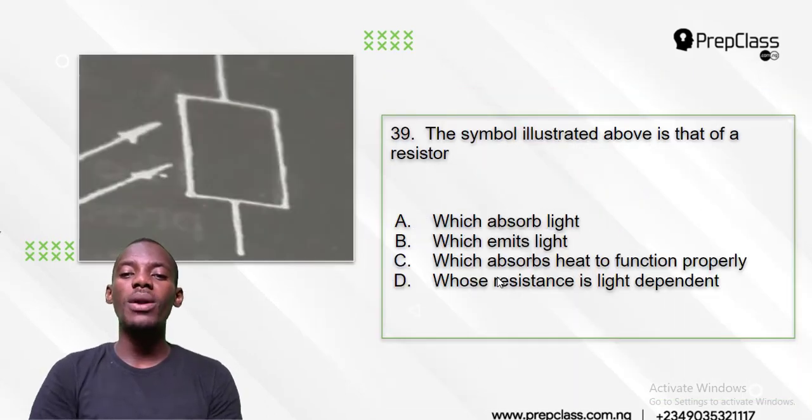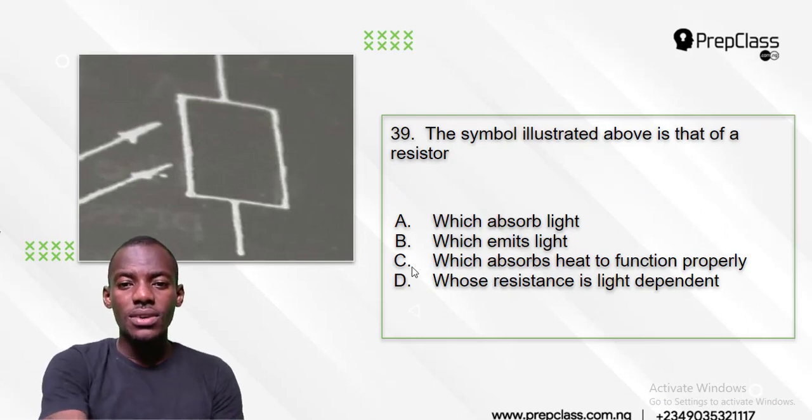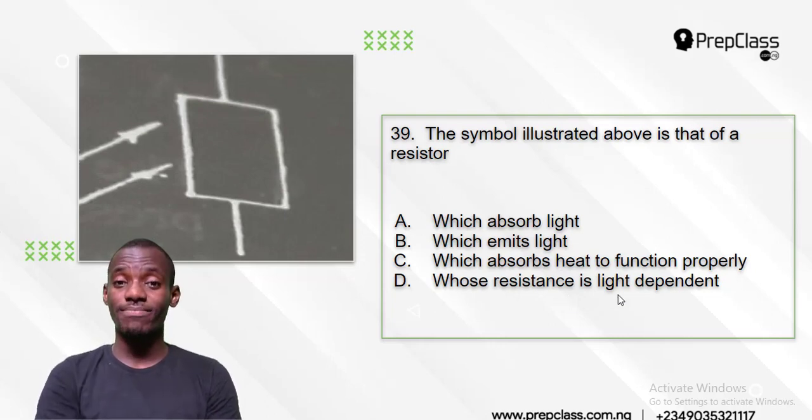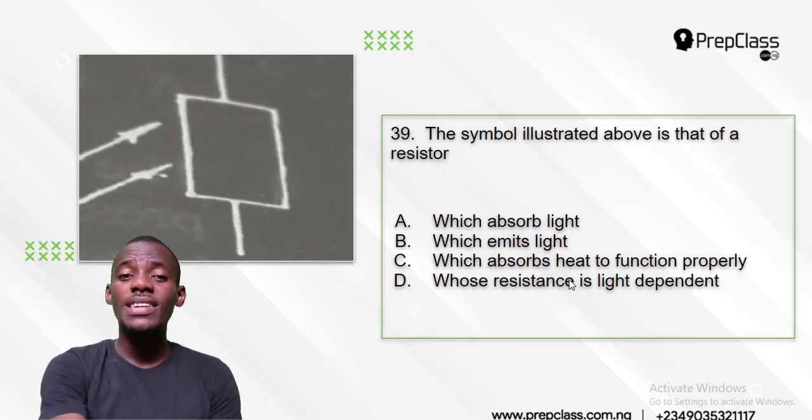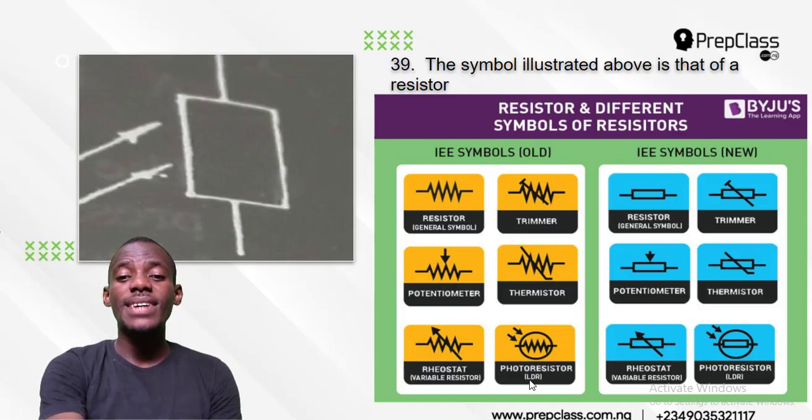Number 39. The symbol illustrated above is that of a resistor, right? Now, which resistor is this? Is it the one which absorbs light, or the one which emits light, or which absorbs heat to function properly, or whose resistance is light dependent? You can see that word, light dependent. Does that word ring any bell to you? Light dependent. Have you heard about anything called LDR, light dependent resistor? Now that is just the answer. This is a light dependent resistor. That is LDR, right? Light dependent resistor.